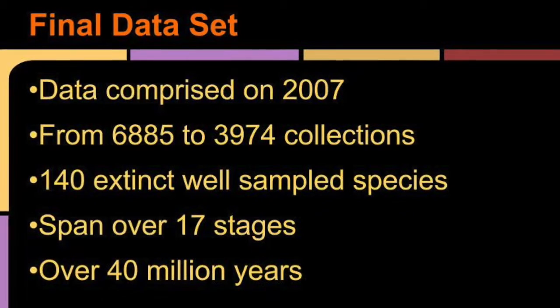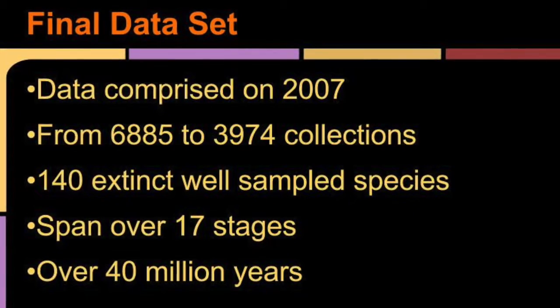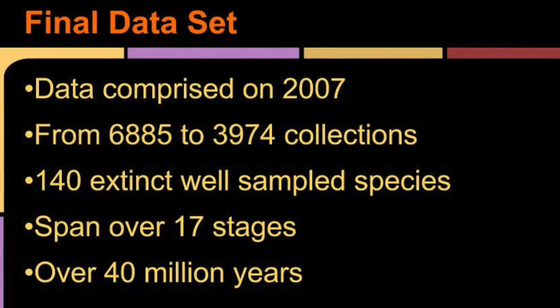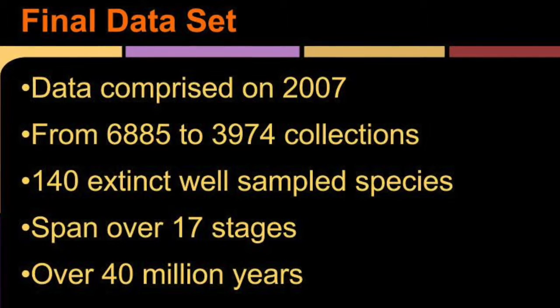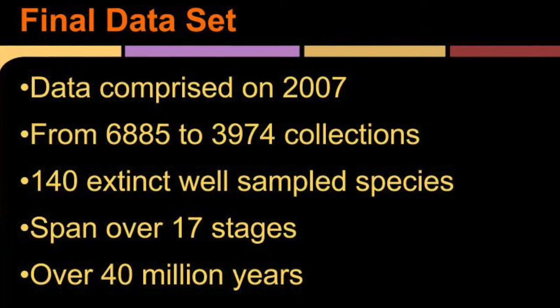The final data was compromised in 2007 from 6,885 to 3,974 collections: 140 extinct well-sampled species, a span over 17 stages, and occurring over 40 million years.